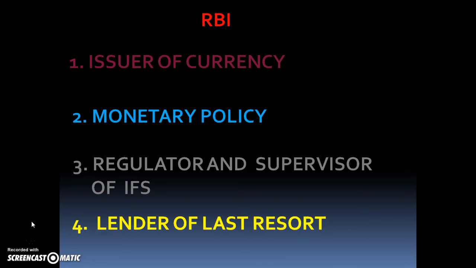And the fourth main function of RBI is this: you might be knowing that banks are not only taking money from the public, they also exchange money with inter-bank and intra-bank financial institutions, and at times banks run short of money. If such a thing happens, then RBI, the governing body, lends money to the bank as a lender of last resort.